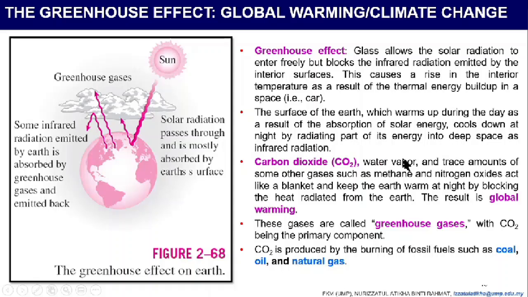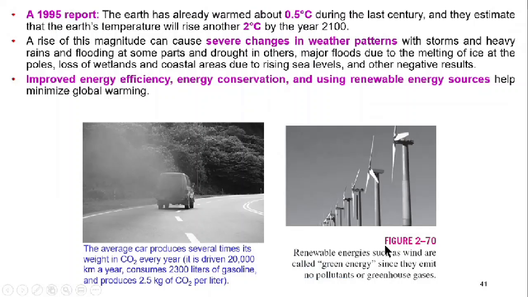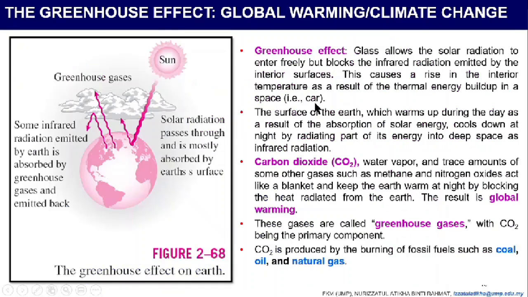Carbon dioxide, water vapor, and trace amounts of some other gases, such as methane and nitrogen oxides, act like a blanket and keep the earth warm at night by blocking the heat radiated from the earth. The result is global warming. These gases are called greenhouse gases, with carbon dioxide being the primary component. Carbon dioxide is produced by the burning of fossil fuels such as coal, oil, and natural gas. Okay, you can learn and study more about global warming and the greenhouse effect on your own.